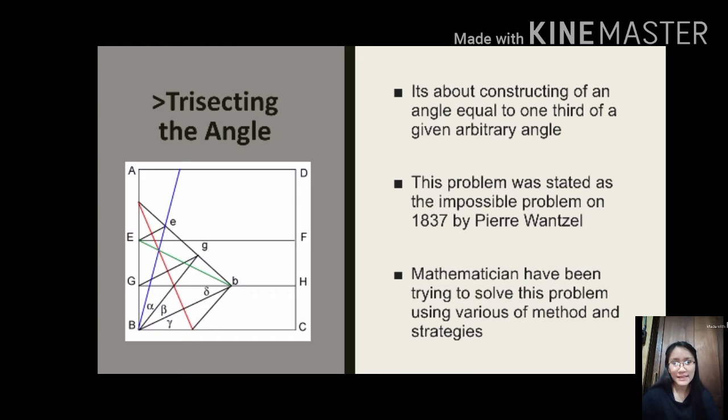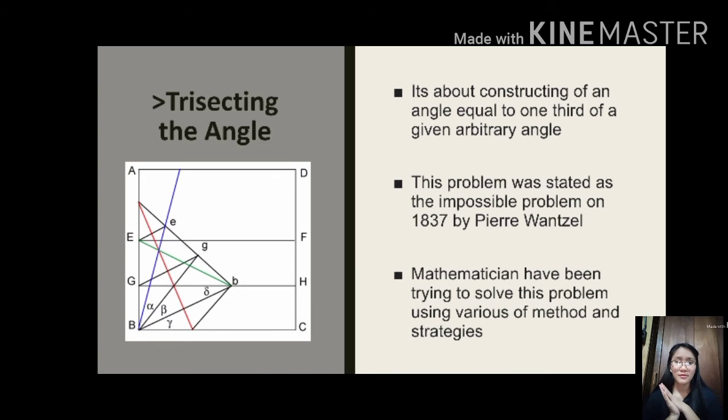Third, we have trisecting the angle. It is about constructing an angle equal to 1/3 of a given arbitrary angle. In 1837, Pierre Wantzel stated that this problem was impossible. Mathematicians have been trying to solve this problem using various methods and strategies, for example, folding of paper or origami, and classic geometry.